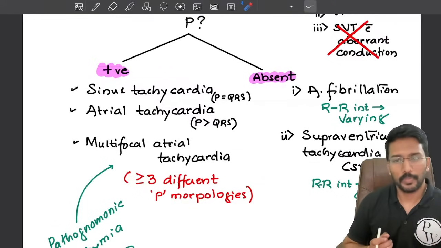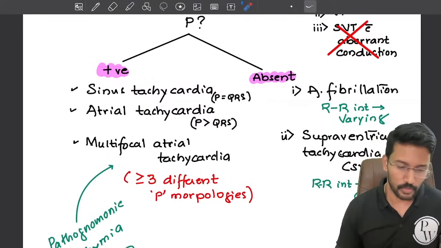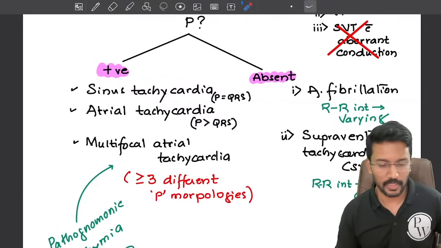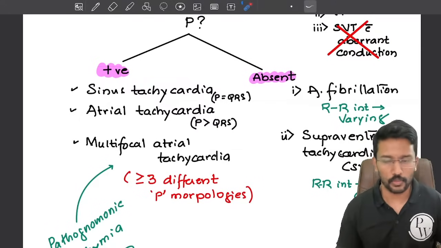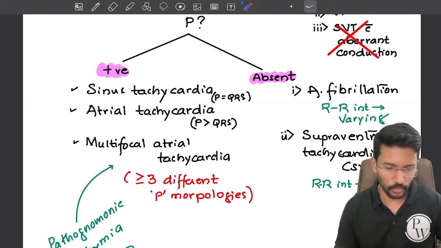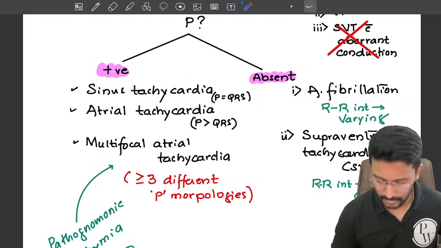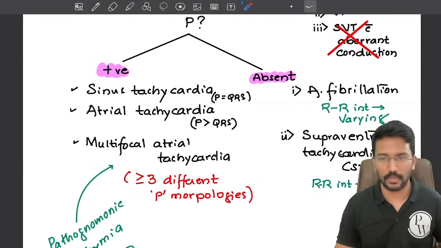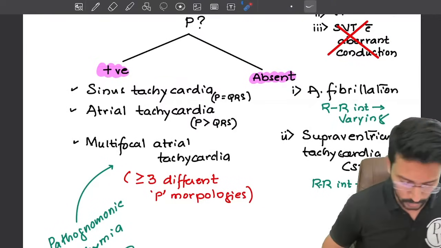Okay, there are certain criteria which help us differentiate between SVT and SVT with aberrant conduction. At this point of time, it is not required for students who are going for FMGE. But if you want to know, you can DM me, we will discuss it. I do not want to overburden exam going students with information.